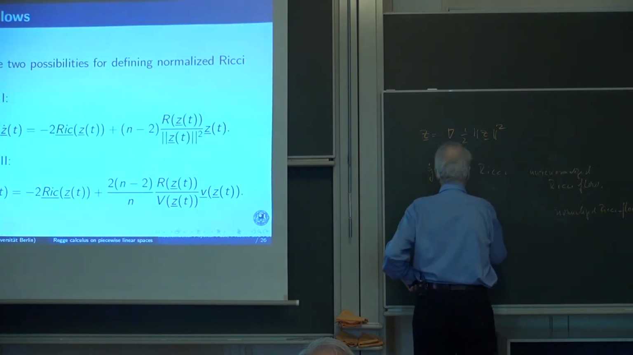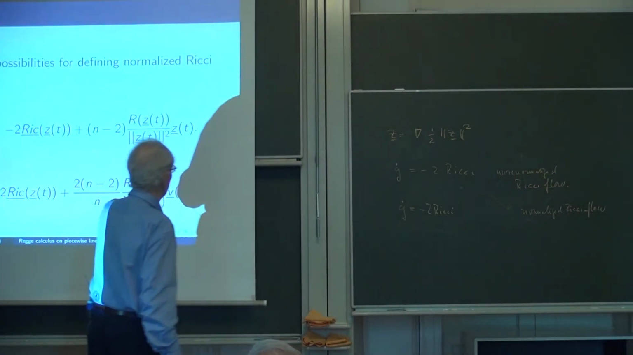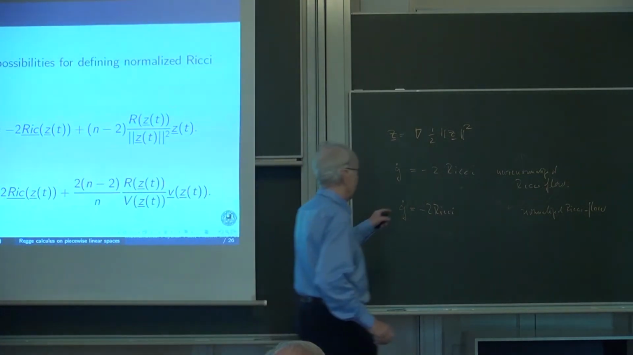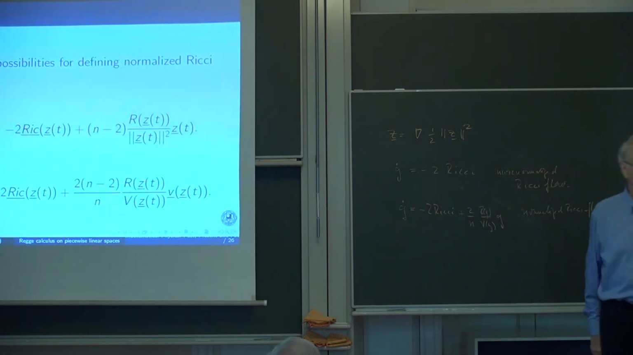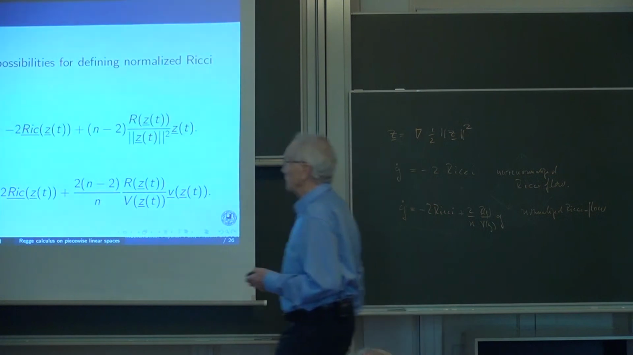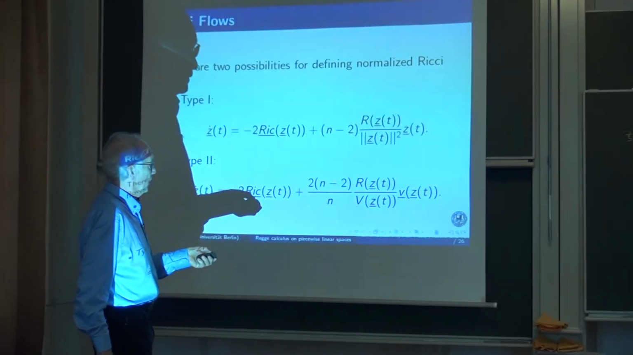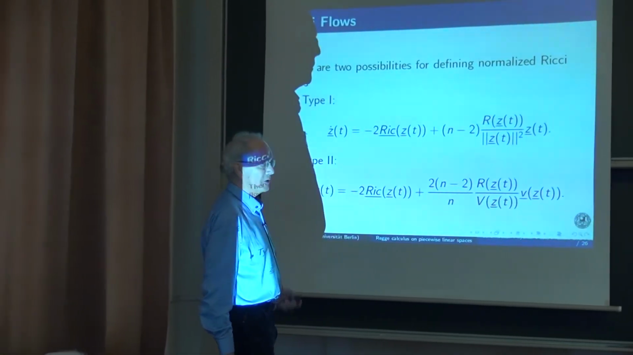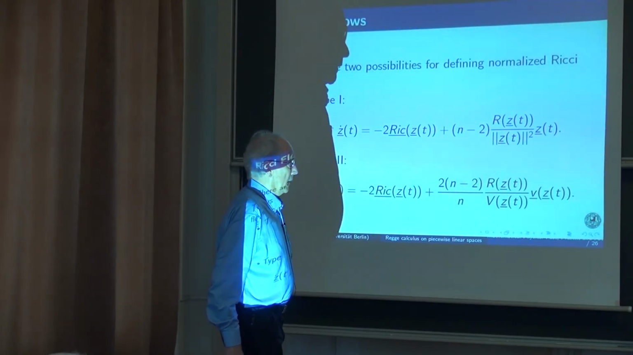This is minus 2 Ricci, and then you have an additional term. Namely, you add something proportional to one of these two vector fields, and in this case, plus 2 over n times r of g over volume of g times the metric tensor itself. That's called the normalized flow. And these are the analogs. Since I have two choices of vector fields I can play with, here's one and here's the other, and these are the proportionality factors.